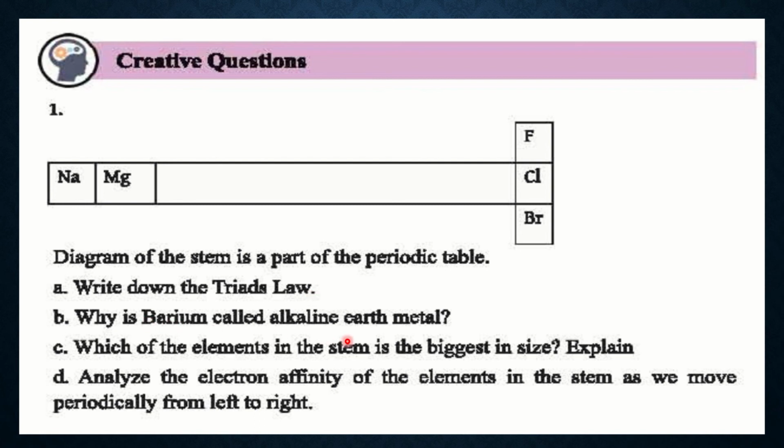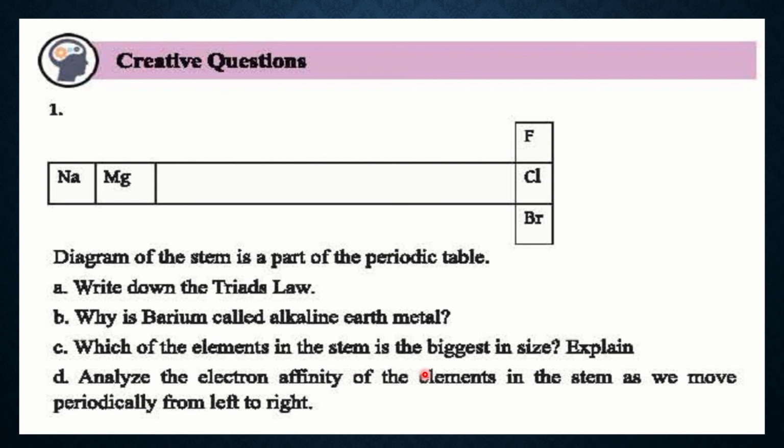Why is barium called alkaline earth metal? Barium is the element of group 2, and we know the elements of group 2 are called alkaline earth metals. Why? Because these elements are present in the earth as different compounds. Barium can also be found in earth, in soil, as its compounds, and also these elements produce alkali or alkaline matter when they react with water. Barium also does so. So barium is called alkaline earth metal.